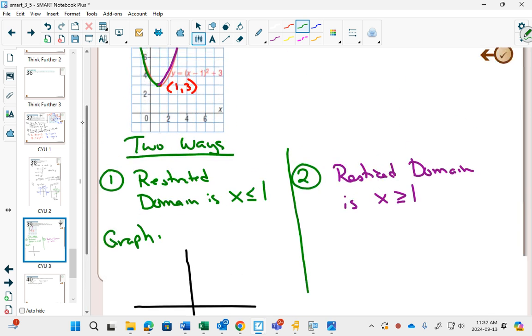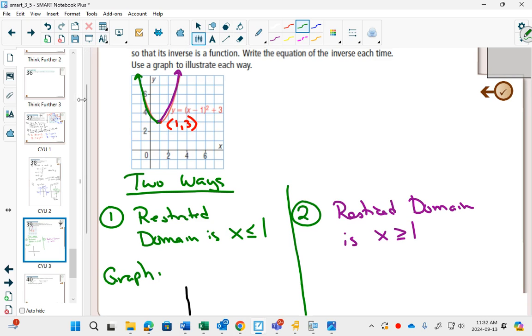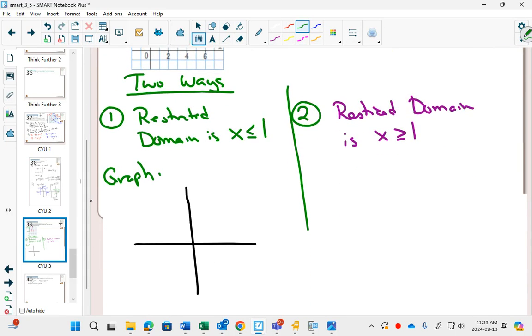What I'm going to need is points on my green graph. You see that you have 1, 3. On your green graph, you would also have 0, 4, and it looks like 1, 7. What do we do with an inverse? All we have to do is switch x and y. So on my green one, if I switch x and y, I'm going to have 3, 1.